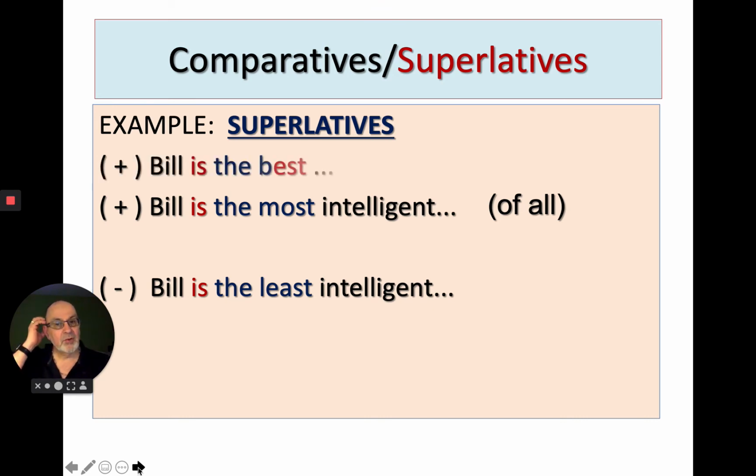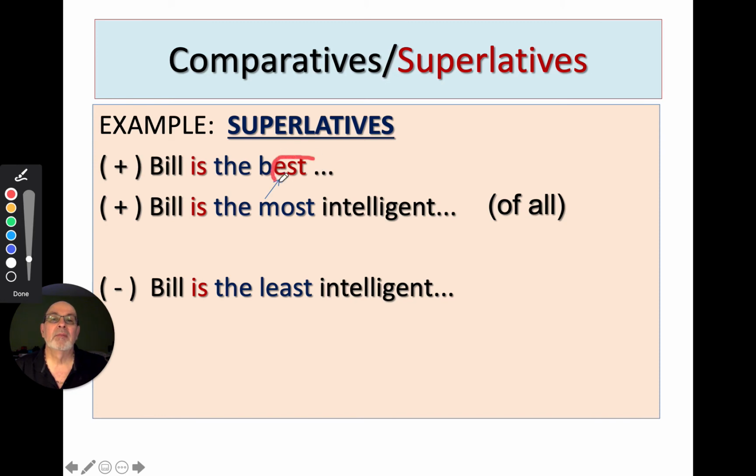Okay, let's go to the next part. If I make a shortcut now, as I was telling you before, instead of the most, I add est. Now, the est is a shortcut. It's not more. It's not smarter than. It's the est, right? The best, the nicest. And the est replaces the word most, so don't say the most best, right?